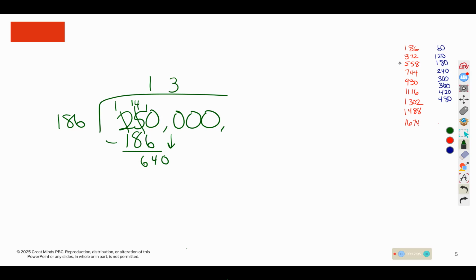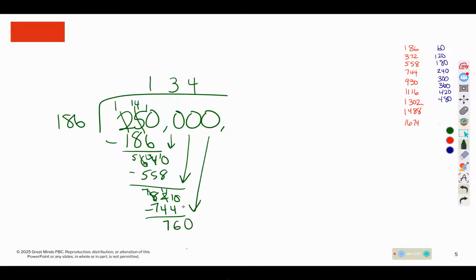The third multiple of 186 is 558. 10 minus 8 is 2. 13 minus 5 is 8. Bring down another 0. That's 1, 2, 3, 4 that can fit in. 10 minus 4 is 6. 11 minus 4, 7. That fits in 4 times as well.